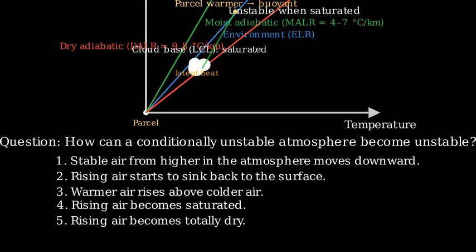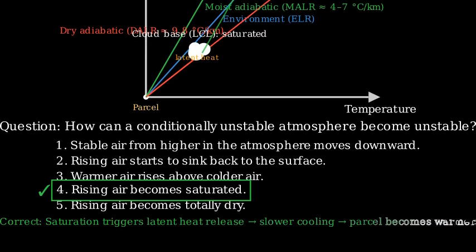Remember, below cloud base, the parcel follows the dry rate and tends to be cooler than the environment, but above cloud base, it follows the moist rate and can become warmer. So, the key is the rising air must become saturated.